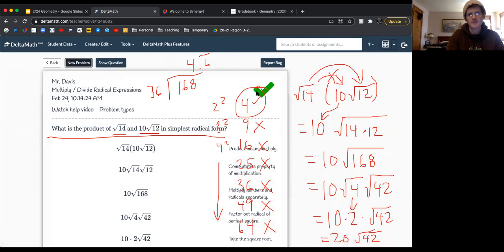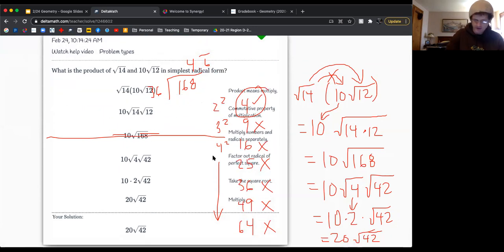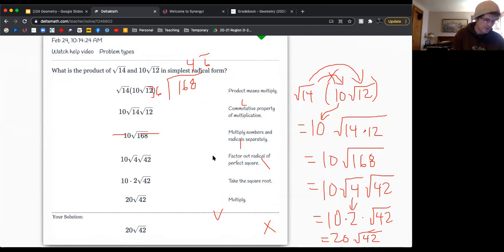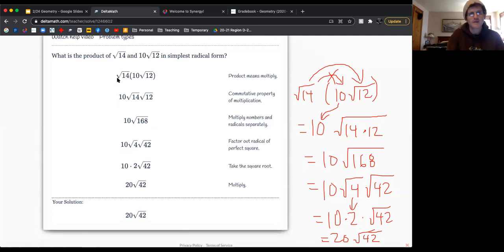And that was it. So if you get to a point where you think that's as simple as it can get, just test it out. Let me go ahead and clear this. So you can see the steps right here. Again, if you're trying this and you don't fully get it, you can figure it out. So the square root of 14 times the square root of 12 gives us 168. And we can see the biggest perfect square factor was 4. And there we go.